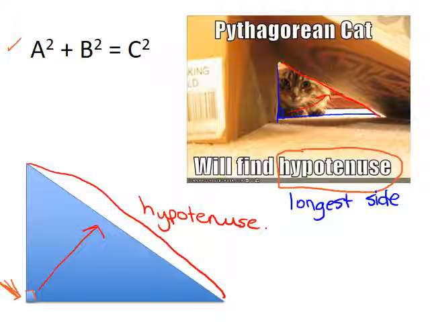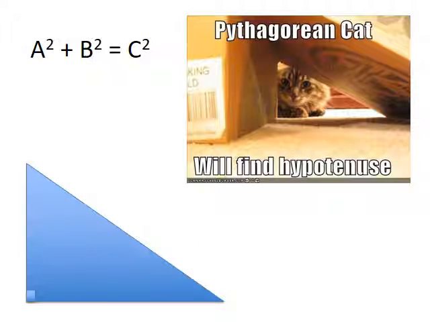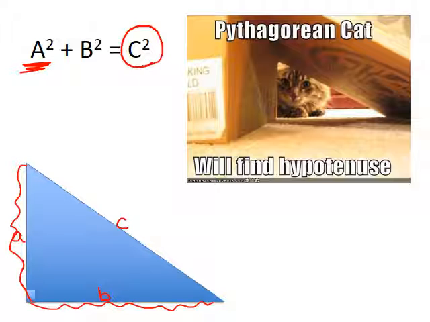Okay, so we know what a hypotenuse is? Yes. And we've got the formula memorized? Yes. So how did the two go together? Well, if this is side A and this is side B, the hypotenuse is going to be side C. So in your formula, if I square this number and add it to the square of this number, it is going to add up to the square of this number.